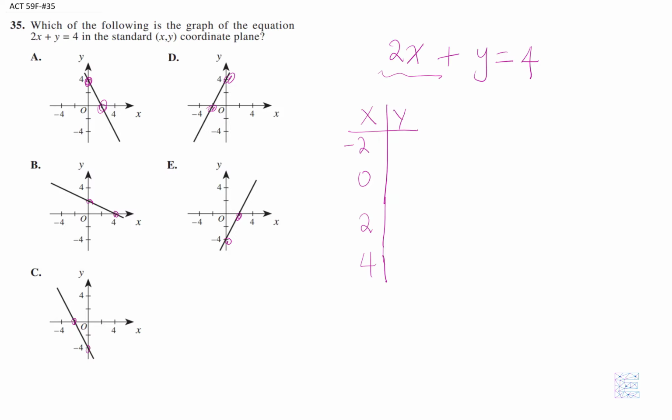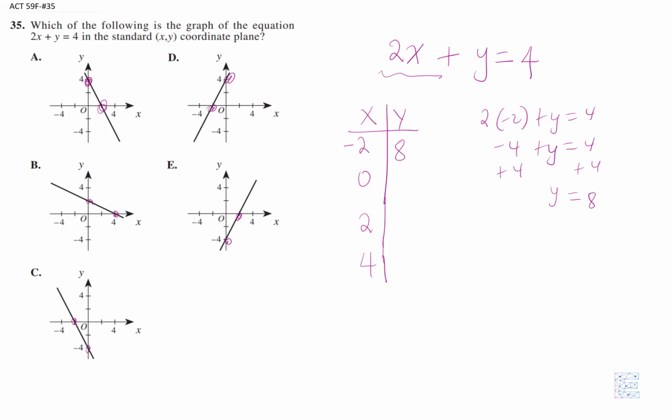So for the first one, it would be 2 times -2 plus Y equals 4. And we would end up with -4 plus Y equals 4. Then we would add 4 to both sides. And then we would know that Y equals 8. So when X is -2, Y is 8.